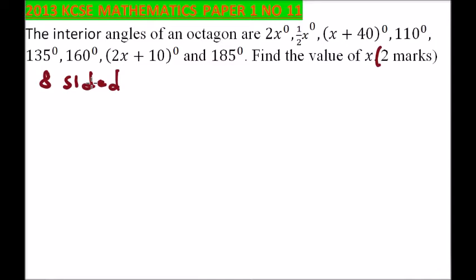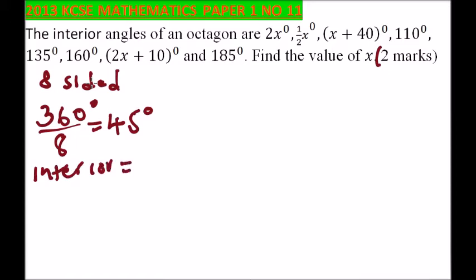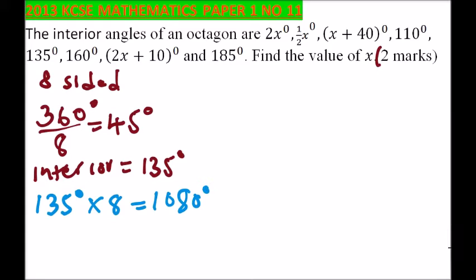We need to know the total of the interior angles. Since it's 8-sided, we divide 360 degrees by 8. We get 45. That is the angle at the center, and it is equivalent to the exterior angle. So the interior angle is equal to 135 degrees. Once you know the interior angle, we multiply 135 degrees by 8. The total of the interior angles should be equal to 1080 degrees. This means that when you add all the angles, you should get 1080.